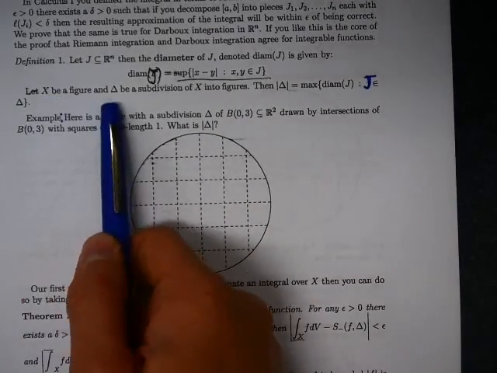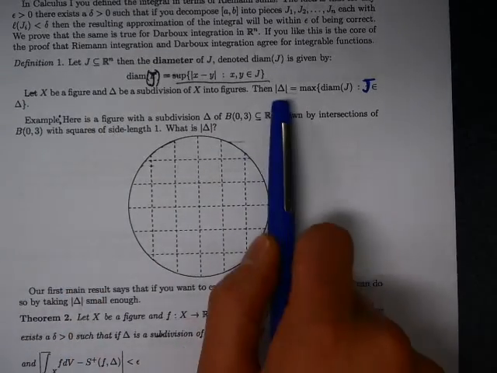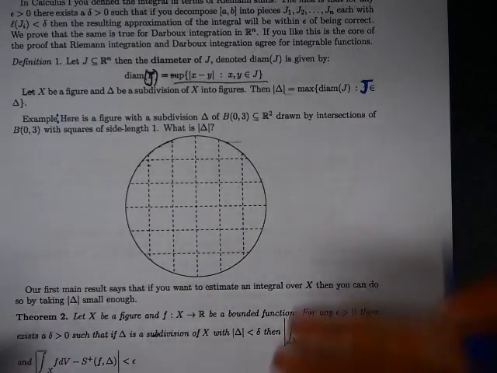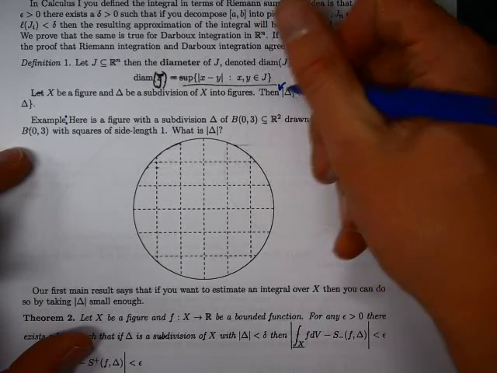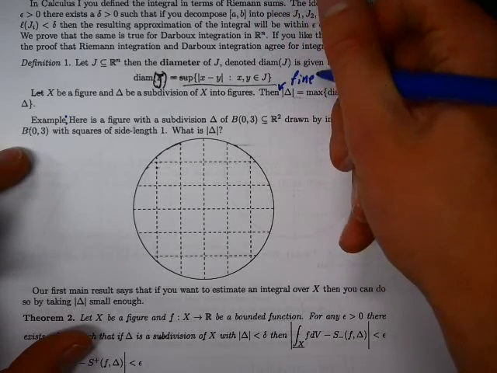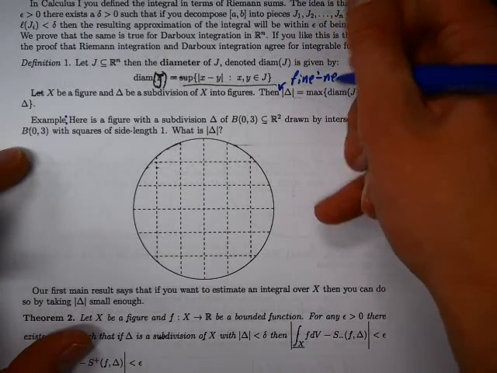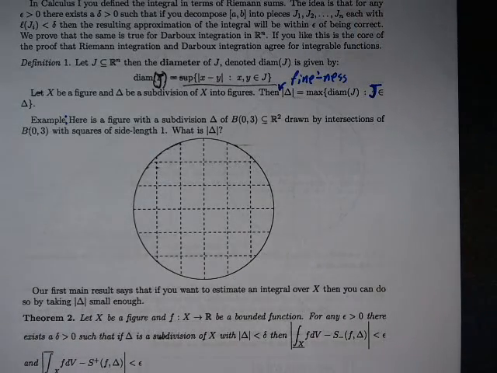Let x be a figure and delta be a subdivision of x into figures. Then the fineness of the subdivision, I'll use that word, how fine it is, is the largest diameter of all of the sets in the subdivision. That makes sense, right? If you want all of the pieces to be little, you just want to make the biggest piece little. That would do the trick.